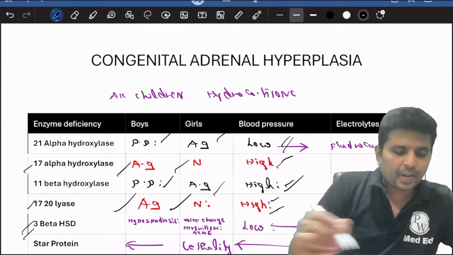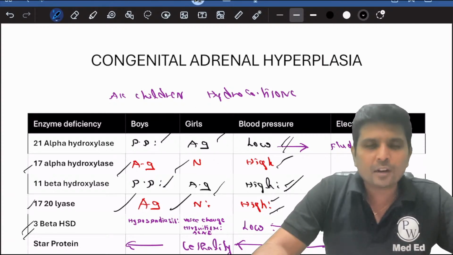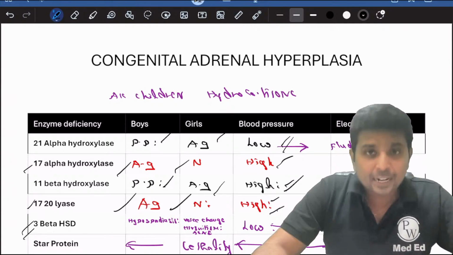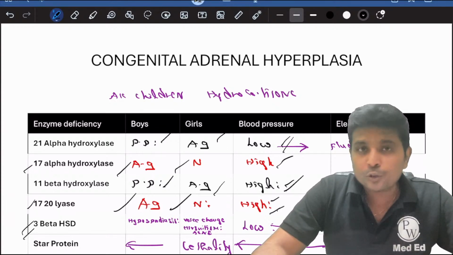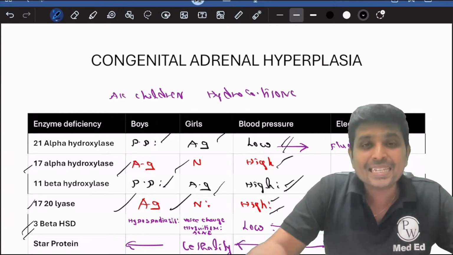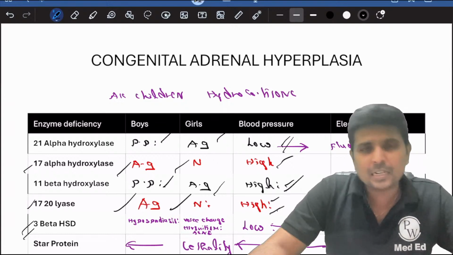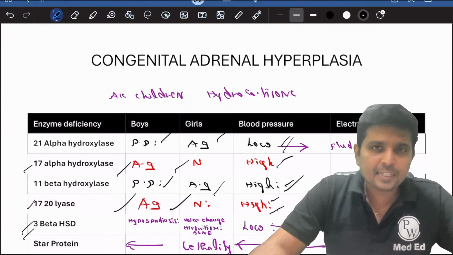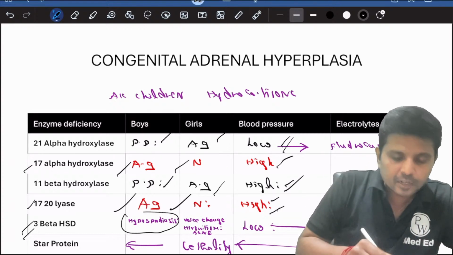And finally, what will happen in 3 beta HSD deficiency? Your aldosterone is not formed, so hypotension will be there, and your androstenedione will be formed. Since the androstenedione will not be converted into testosterone, excess androstenedione in boys leads to what? It cannot work as effectively as testosterone, as a result of which 3 beta HSD deficiency is associated with hypospadias in boys.